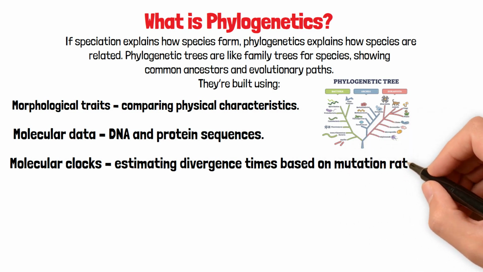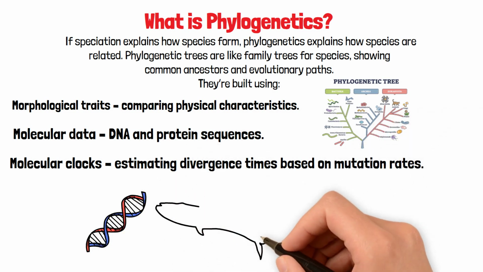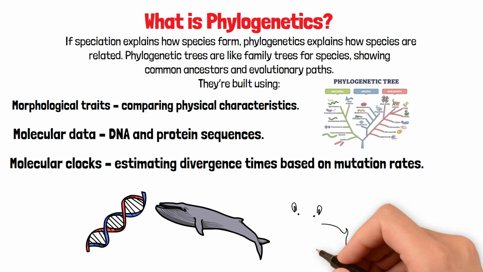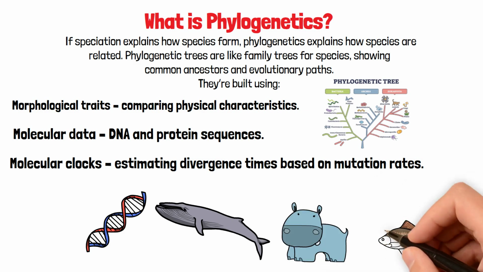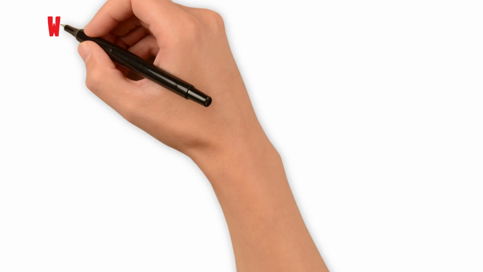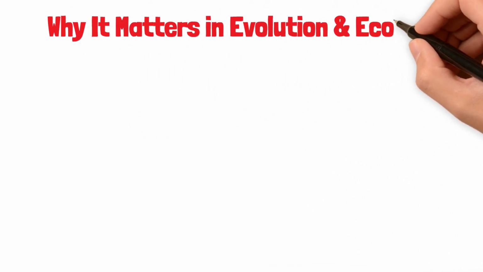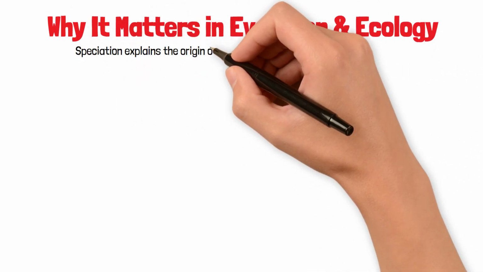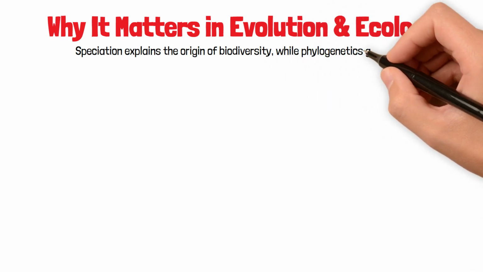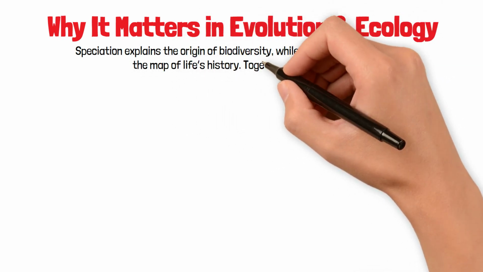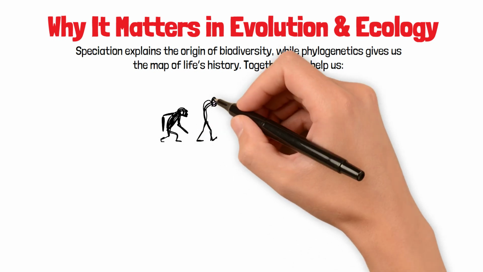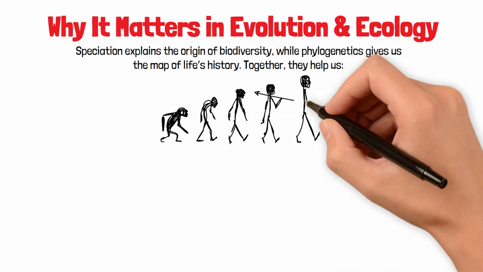For example, DNA sequencing confirmed that whales are mammals closely related to hippos, not fish, a discovery only phylogenetics could reveal. Why it matters in evolution and ecology. Speciation explains the origin of biodiversity, while phylogenetics gives us the map of life's history. Together, they help us understand human evolution and our shared ancestry with primates.